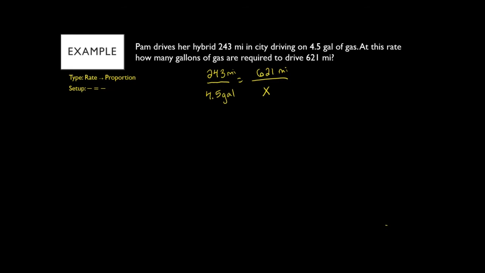And again, because we have x in the denominator, we can't get an answer of 0, which doesn't make sense in this situation anyway. So I seem to be alternating which diagonal I circle. It really doesn't matter. So 4.5 times 621, and then your other diagonal, 243 times x.